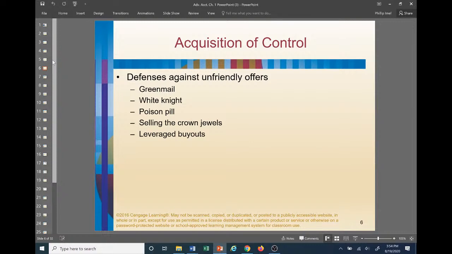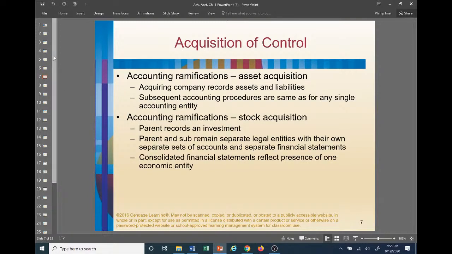Selling the crown jewels. This is where the management of the target company sells the vital assets, i.e. the crown jewels, of the target company to others to make the company less attractive to the acquiring company. And then lastly, we have leveraged buyouts. This is where the management of the existing target company attempts to purchase a controlling interest in that company. Often substantial debt will be incurred to raise the funds needed to purchase the stock, hence the term leveraged buyout. Okay. So that's a little bit on how we can defend against an unfriendly offer or unfriendly takeover.